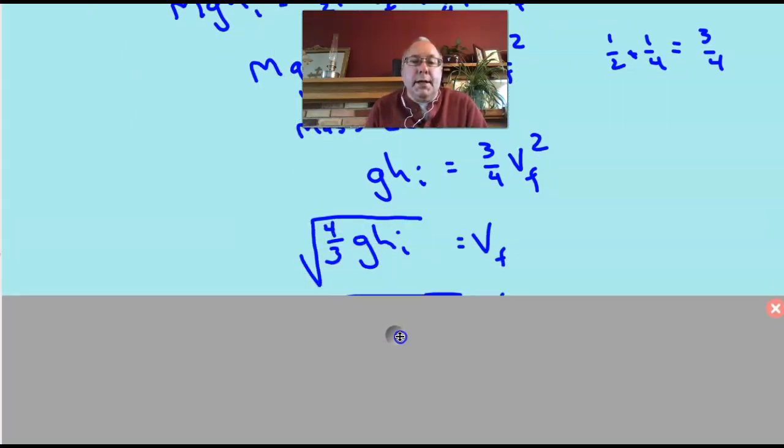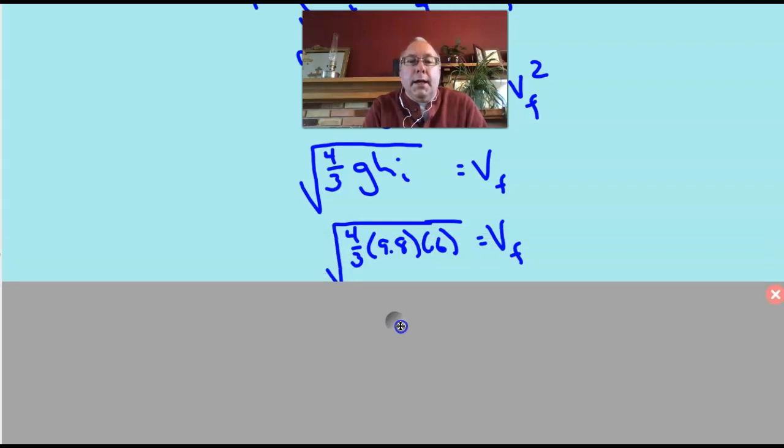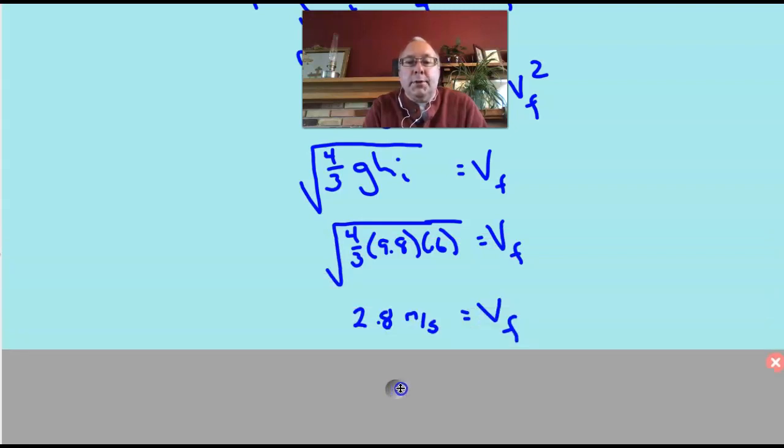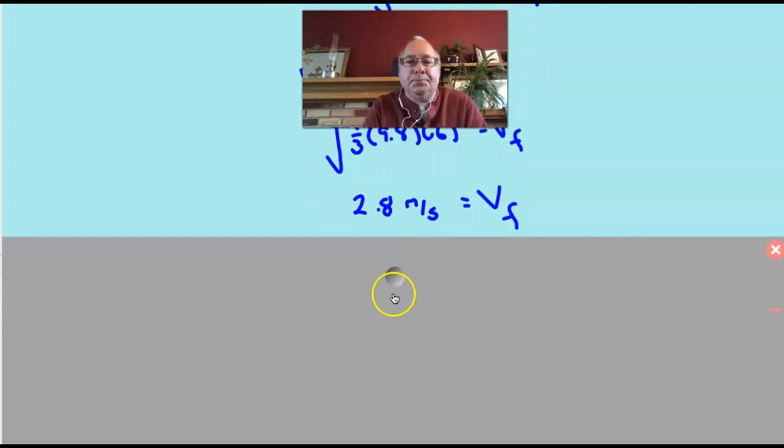Our final equation is going to be the square root of 4/3 g times its initial height. Make sure you put everything underneath the radical so you don't make a calculator error. You don't do the square root of 4 ghi and then divide by 3. It's the square root of the whole term, 4/3 g times hi. Substituting in our numbers, we get a final translational velocity of 2.8 meters per second.